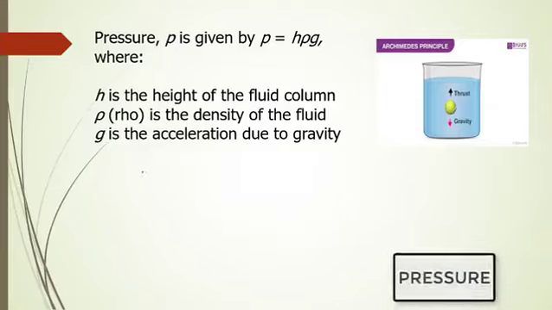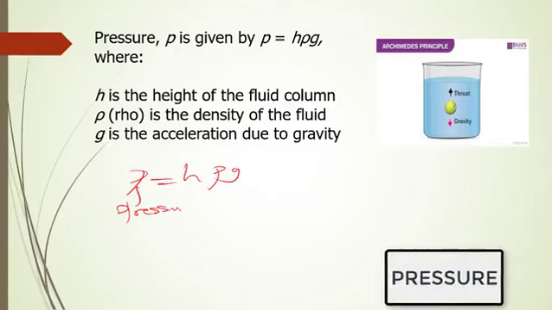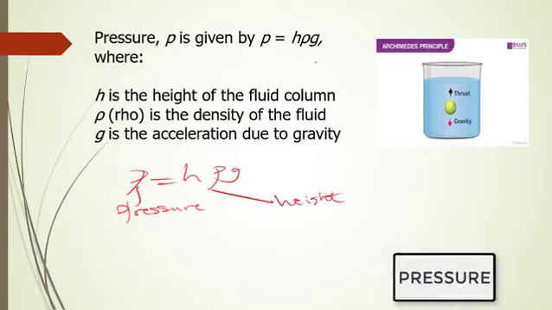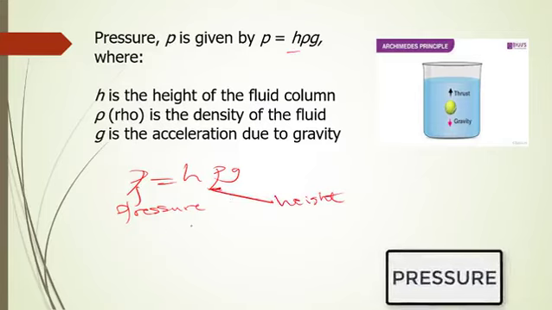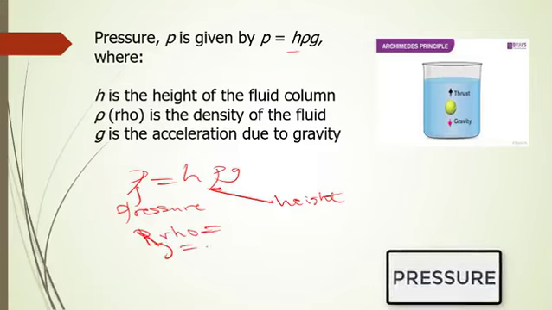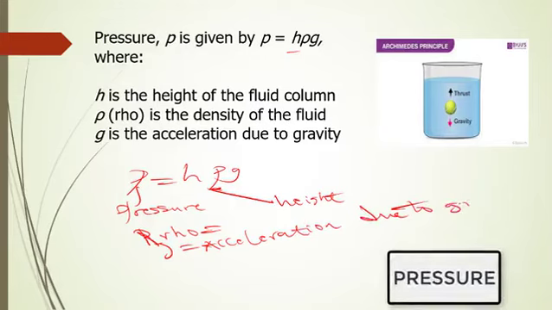Pressure is given by an expression, P equals h rho g. P is for pressure, h is the height or the depth of the body, and rho is a Greek alphabet, written as RHO. And then we all know that g is acceleration due to gravity, which is given by 10 meters per second squared.